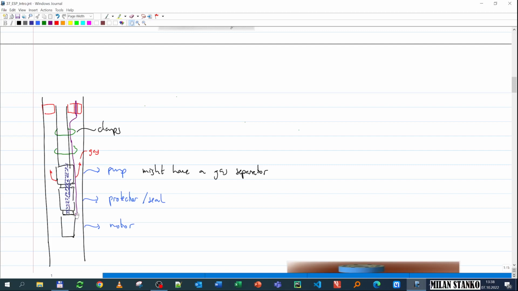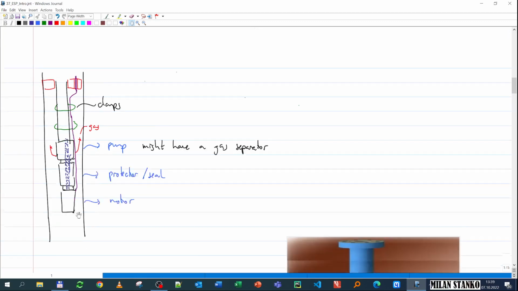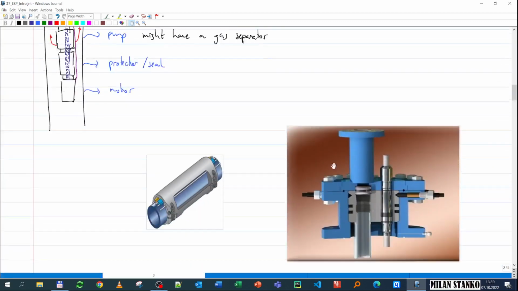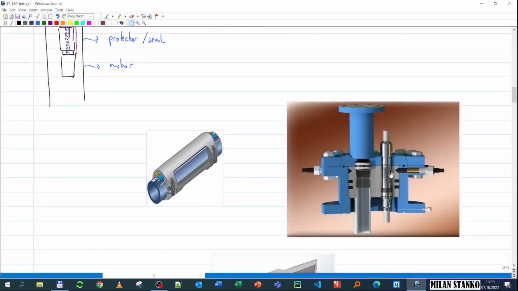The motor needs electrical current to operate, so you send that through the tubing hanger. Here you see the tubing hanger. You have a penetrator, you have a cable, and that cable goes all the way down to the motor. Here you see how the tubing hanger looks: you have a penetrator, a hole, and then the cable going down. The cable can typically be round or flat.